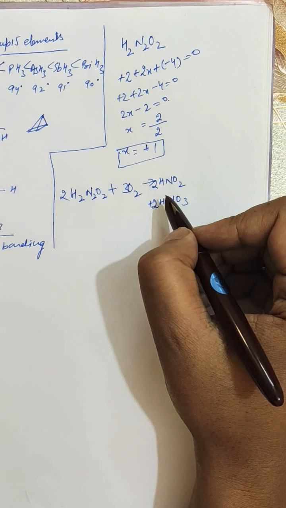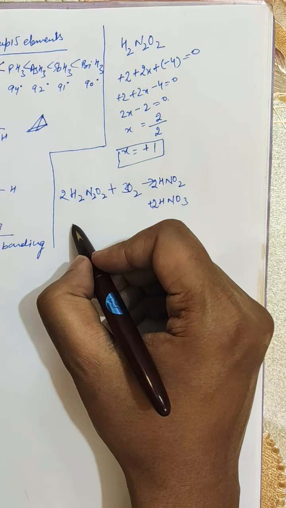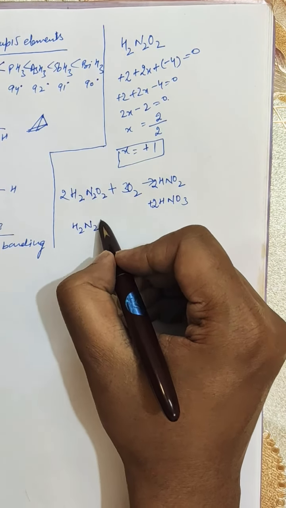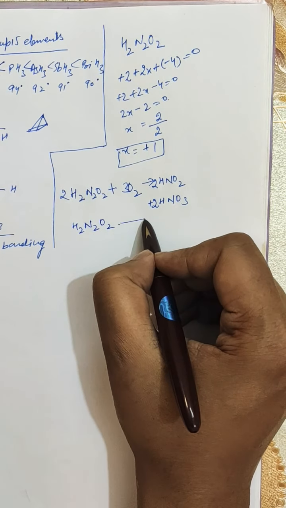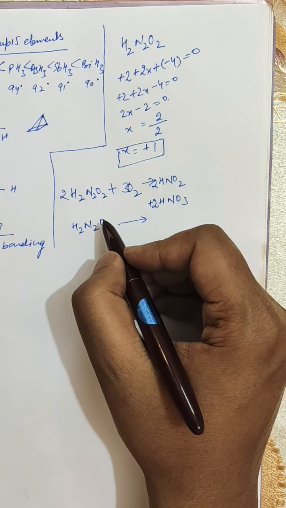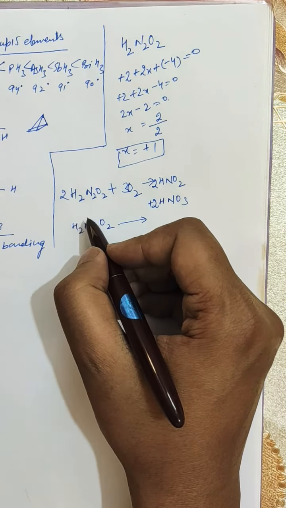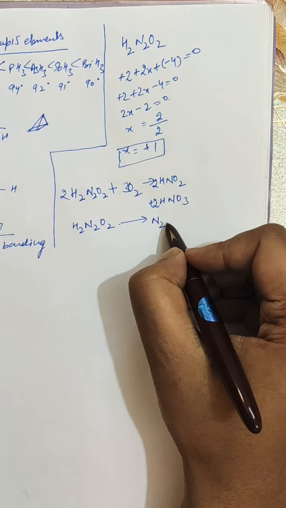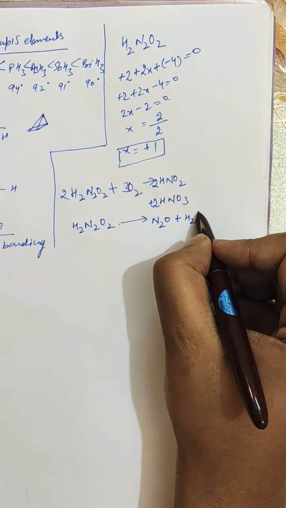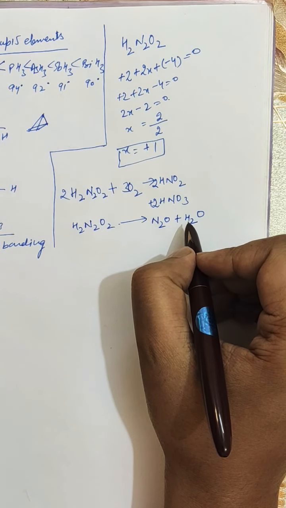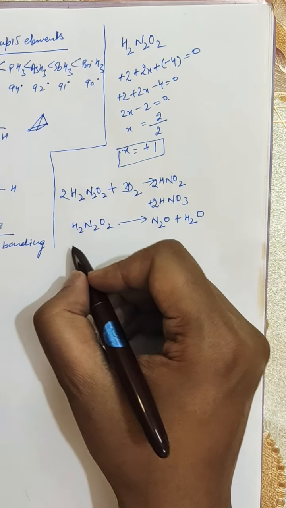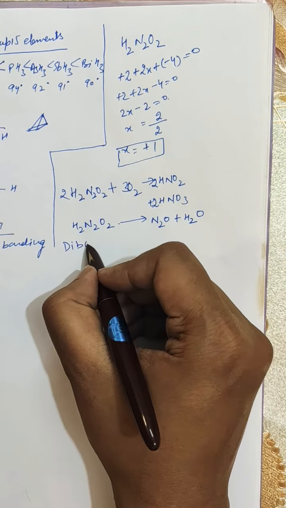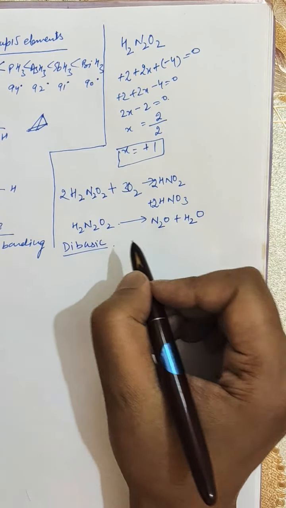Its aqueous solution is always unstable and decomposes, so it is very reactive. It shows that in aqueous solution of hyponitrous acid, it decomposes into N2O plus H2O, nitrous oxide plus water. It is a weak dibasic acid. Further, it is dibasic.